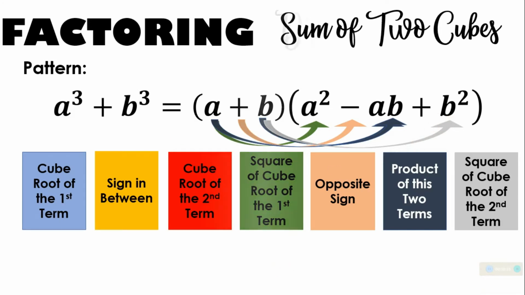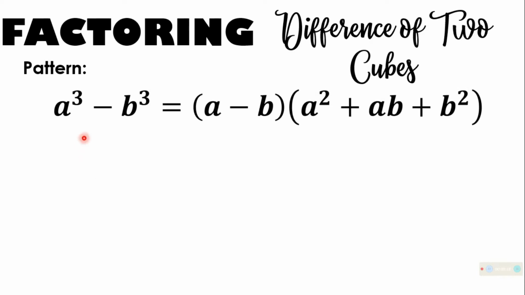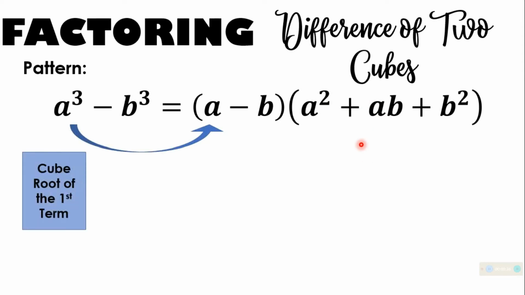Now, let us have the difference of two cubes. So, ano ang pattern niya? Hindi po siya nalalayo dun sa pattern ng sum of two cubes. So, dito, meron tayong minus sign kasi nga difference. So, kung mapapansin nyo, parehong-pareho lang sila. Ang pinagkaiba lang ay itong ating sign dito sa first factor and then yung sign ng ating middle term sa second factor. So, again, yung pattern, cube root of the first term.